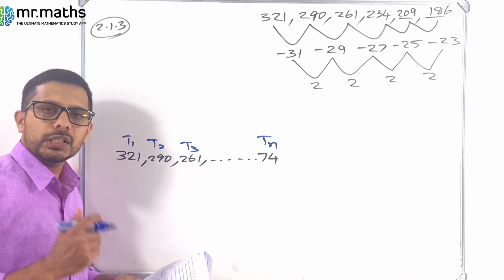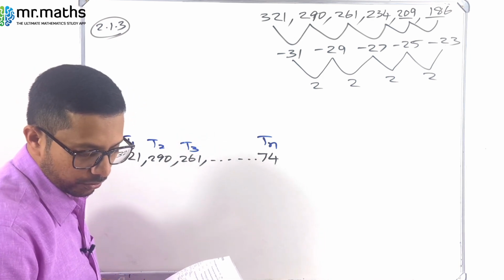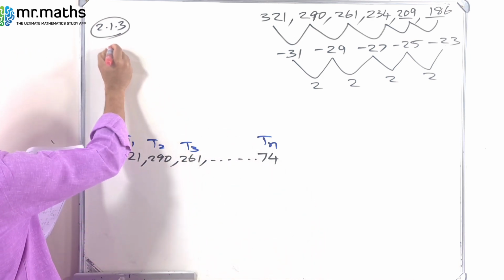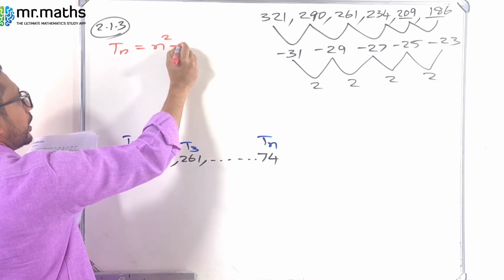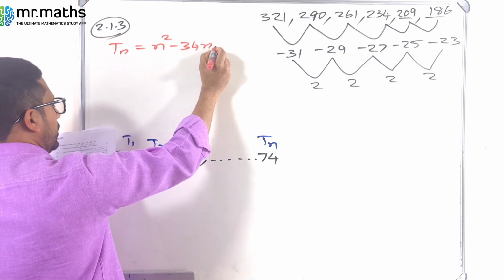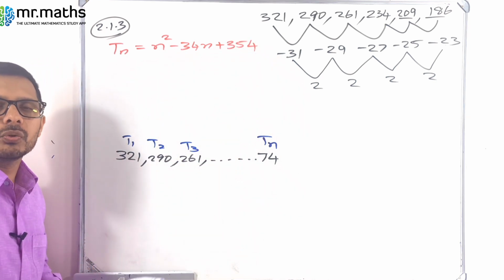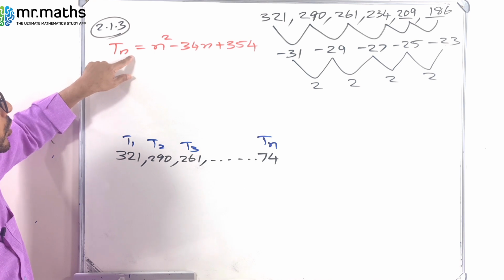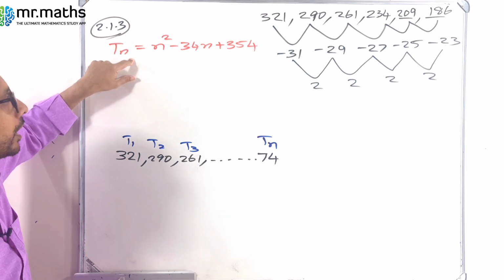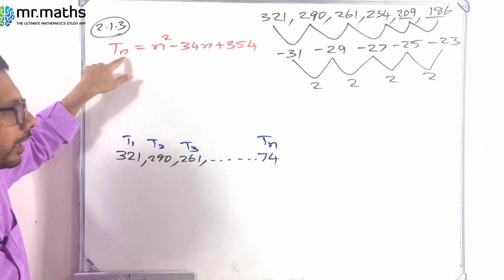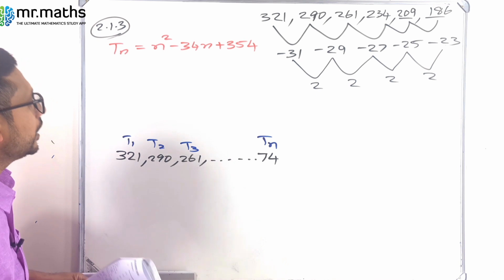So for this question we have to use that previous question. We wrote a general formula. We got a general formula there. Tn is equal to n square minus 34n plus 354. You remember this one? Okay, so in this general equation we have to substitute the value of Tn, the nth term, general term or last term. You have to substitute this Tn as 74. Do you understand? Okay, so substitute the value of Tn as 74.